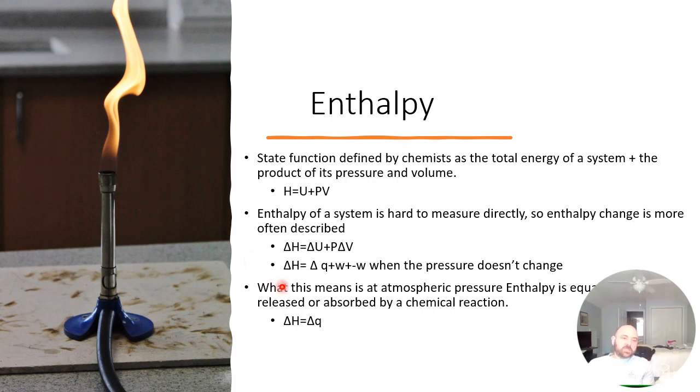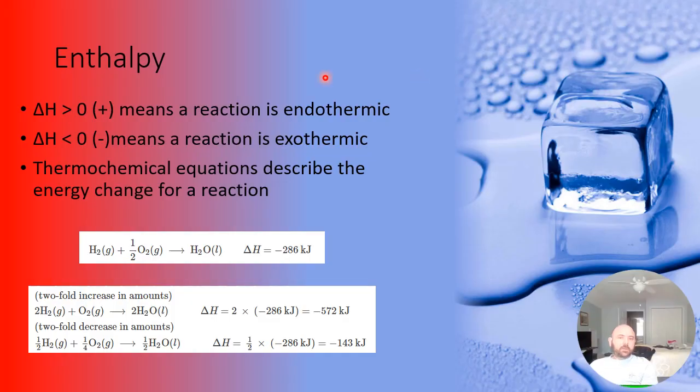If pressure changes, then enthalpy can also be used, but it becomes a little more complicated and messy. For most of our work, we're going to essentially assume that reactions take place at atmospheric pressure, and therefore the delta H is equal to the amount of heat released by the reaction also. Because of this relationship, we can also say, as with change in Q or change in heat, change in enthalpy greater than 0, a positive figure, would mean that a reaction is endothermic.